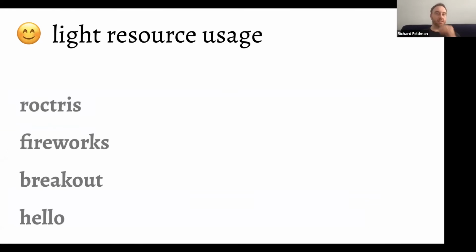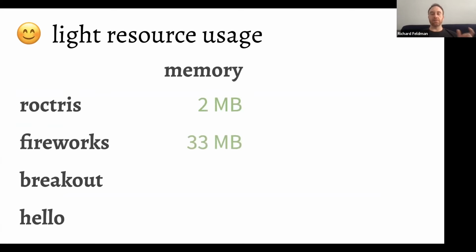In terms of resource usage, I took some measurements earlier when Zoom was not running. Everything ran smoothly, and in terms of memory usage, that's something that you can directly measure. So Rocktris was running about 2 megabytes. Fireworks demo was about 33 megabytes. Remember, Rocktris was running in the console though. The Fireworks had a whole window application. Breakout was like 68 megabytes, and then the Hello application was about 25 megabytes. So just the window with the text on it was 25 megabytes.